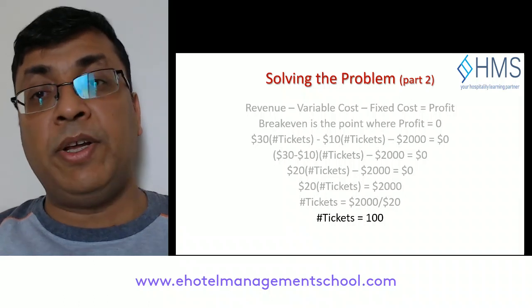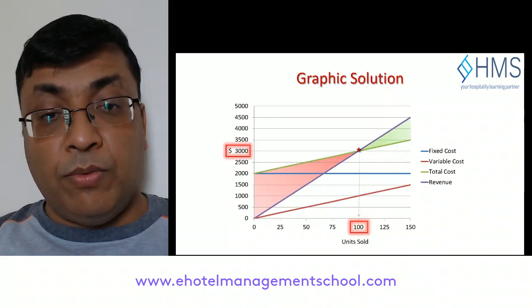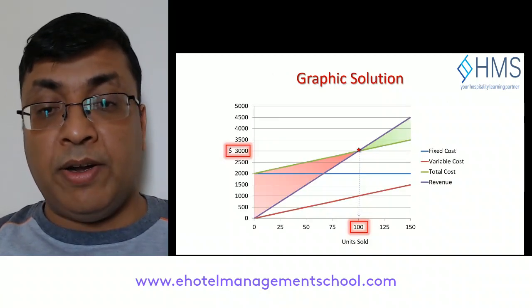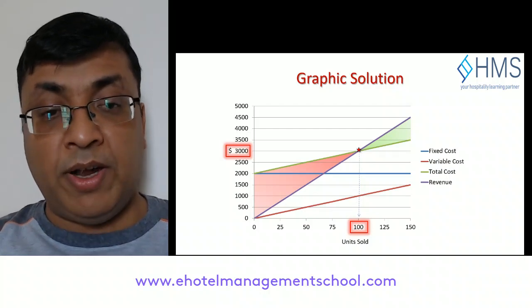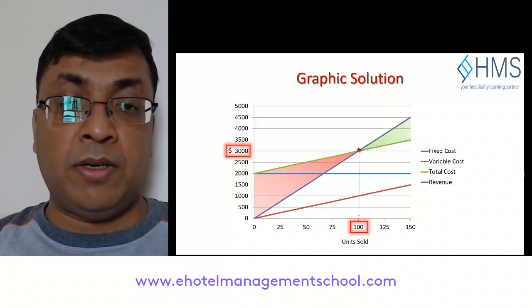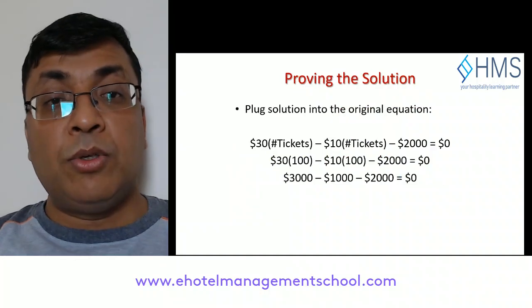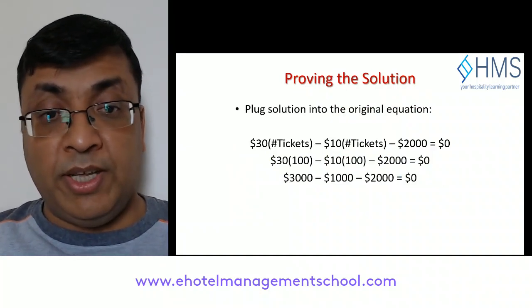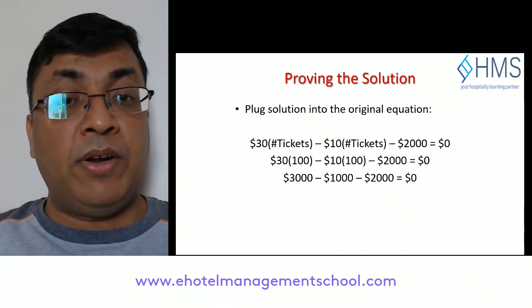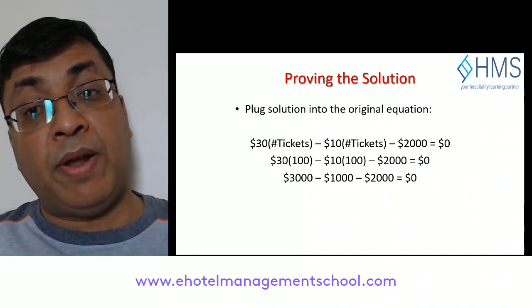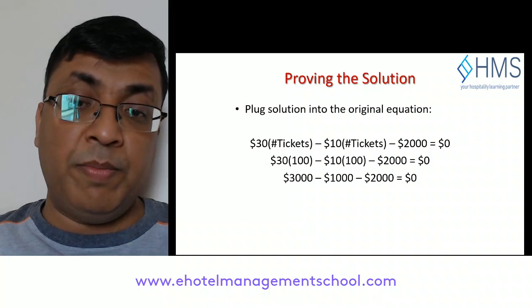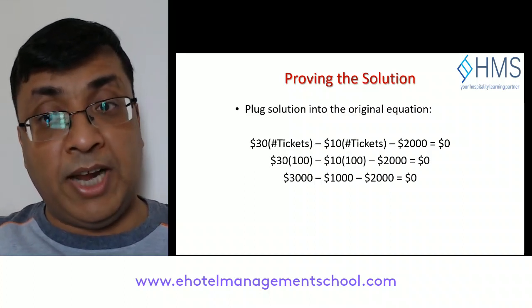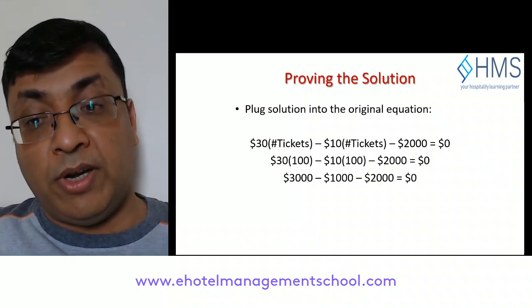Let's check if this is reality. On the graphical representation, we have plotted our numbers here, which we have already done. If we plug into the equation, $30 times 100 minus 10 times 100 minus 2000 equals 0. So the equation is right, and our calculation was correct.